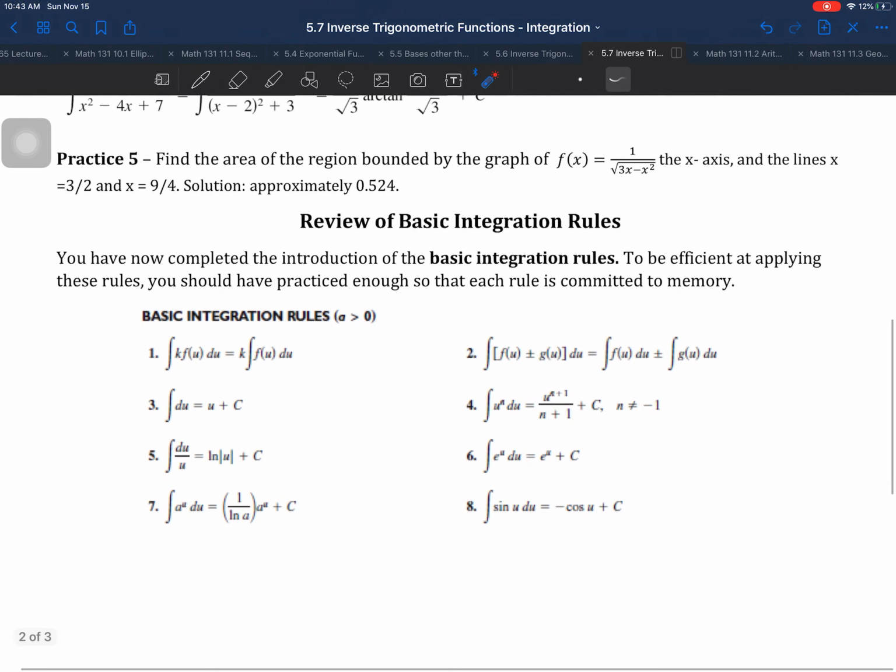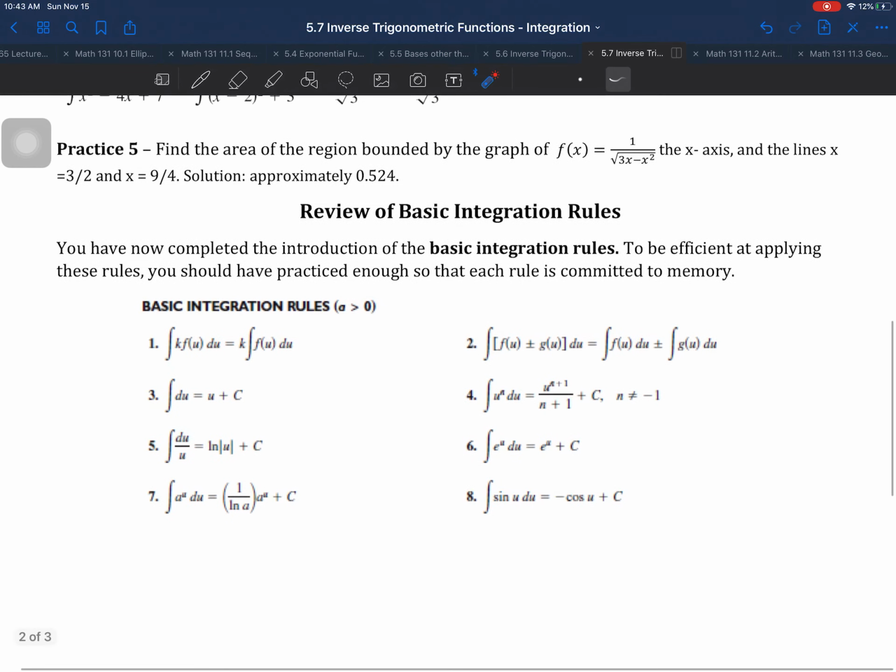All right, so I encourage you guys to try this one on your own. Let me know if you have any questions on that.